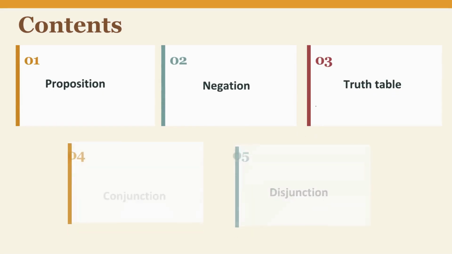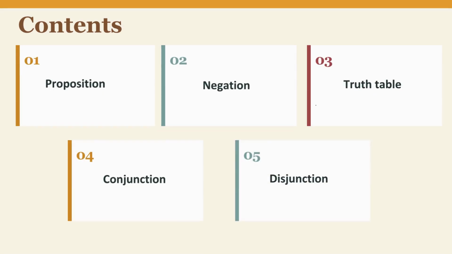Here is our roadmap for today. We are covering five ideas: what a proposition is, how to build a truth table, how negation works, and then two ways of combining propositions: disjunction and conjunction. By the end, you will be able to take any two statements and combine or negate them with confidence. Let's start at the very beginning.